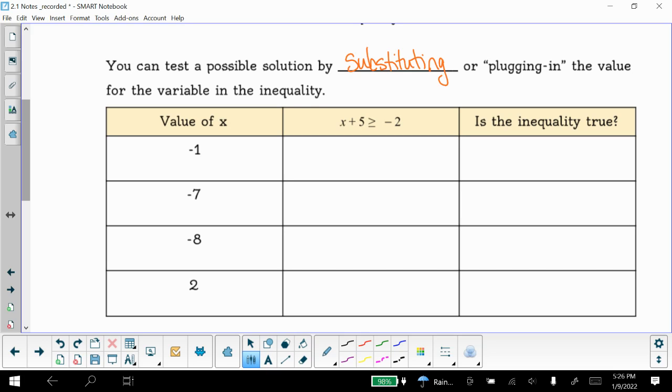So we're going to plug in each of these values into this inequality of x plus 5 is greater than or equal to -2. So when we have x plus 5 is greater than or equal to -2, we're seeing is it possible that x could be the value of -1? Well, let's test it out. So instead of writing x plus 5, I'm going to write -1 plus 5 is greater than or equal to -2.